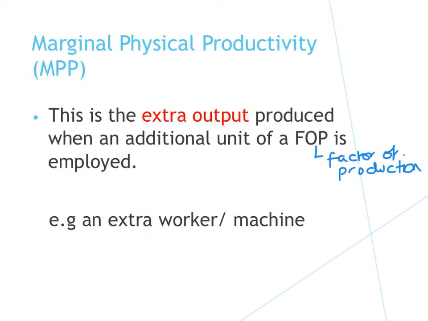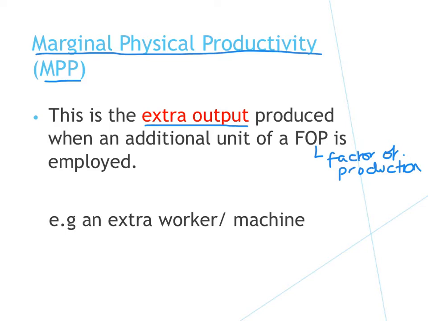So the first key term we're going to look at is marginal physical productivity, or you'll see it pop up in the notes as MPP. And this is the extra output produced when an additional unit of a factor of production is employed. So for example, if we employ an extra worker or a machine, how much more goods are produced.